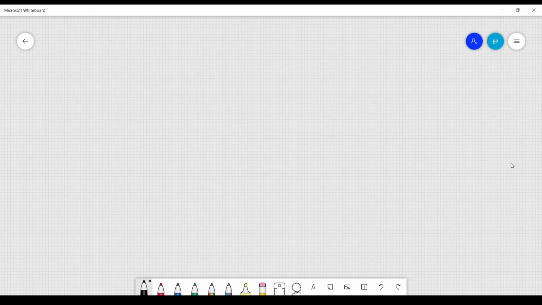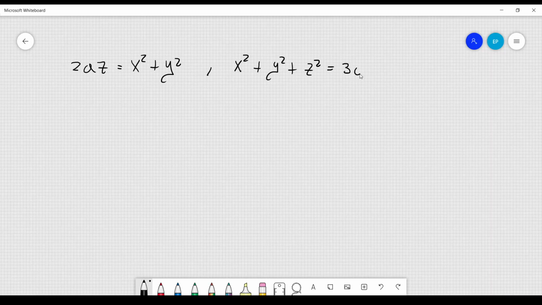In this problem, we want to calculate the volume delimited by a paraboloid given by the equation 2az equal to x squared plus y squared, where a is just a constant, and the sphere. So it's also delimited by a sphere whose equation is x squared plus y squared plus z squared, so it's centered at the origin, equal to 3a squared.